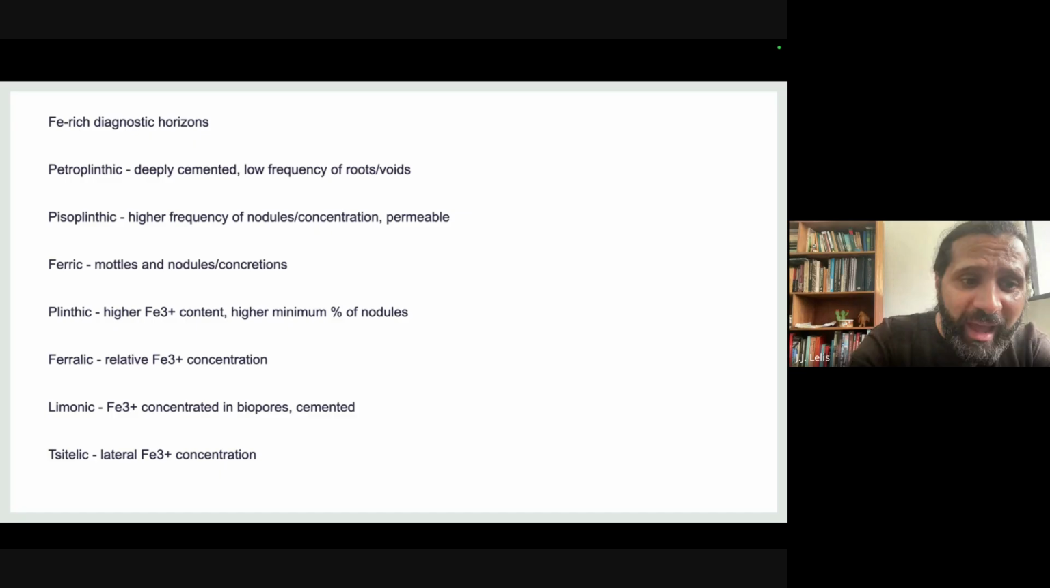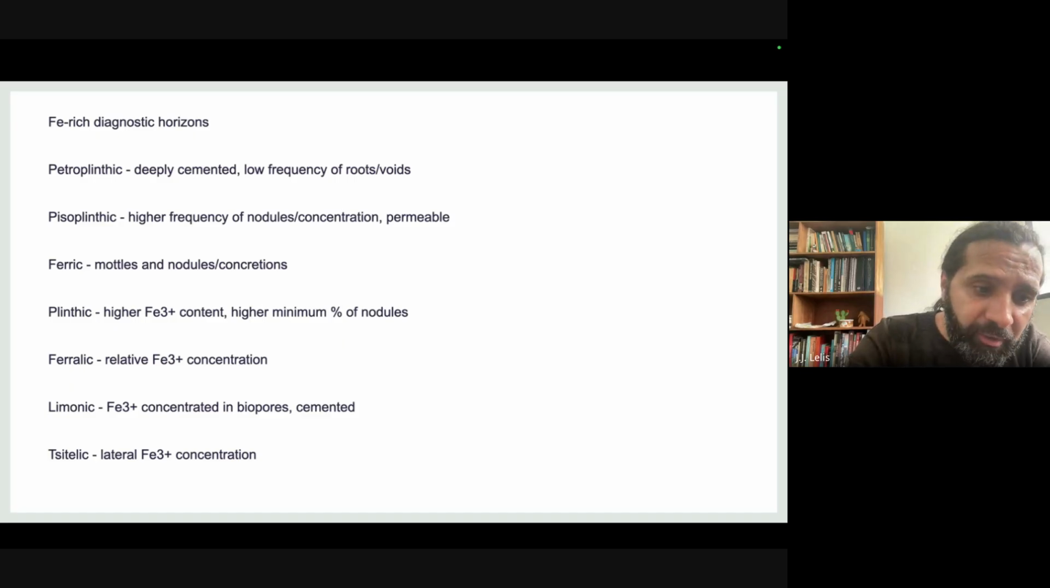We have the ferralic horizon, which expresses a concentration of iron, but now it's a relative concentration of iron. The destruction of other minerals releases iron, and then this iron composes goethite and hematite dominantly, and because of the intense weathering and leaching, we have a high content of iron.